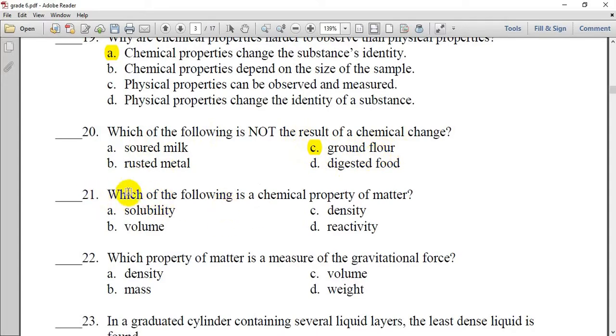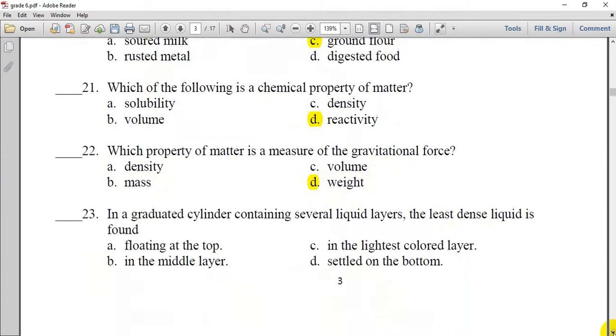Question 21. Which of the following is a chemical property of matter? This one is repeated. As we said before, it's reactivity, because all of the others are physical properties. Question 22. Which property of matter is a measure of the gravitational force? The amount of gravitational force on the object. Do you remember? This is weight. So letter D. And we know that weight and mass are different.